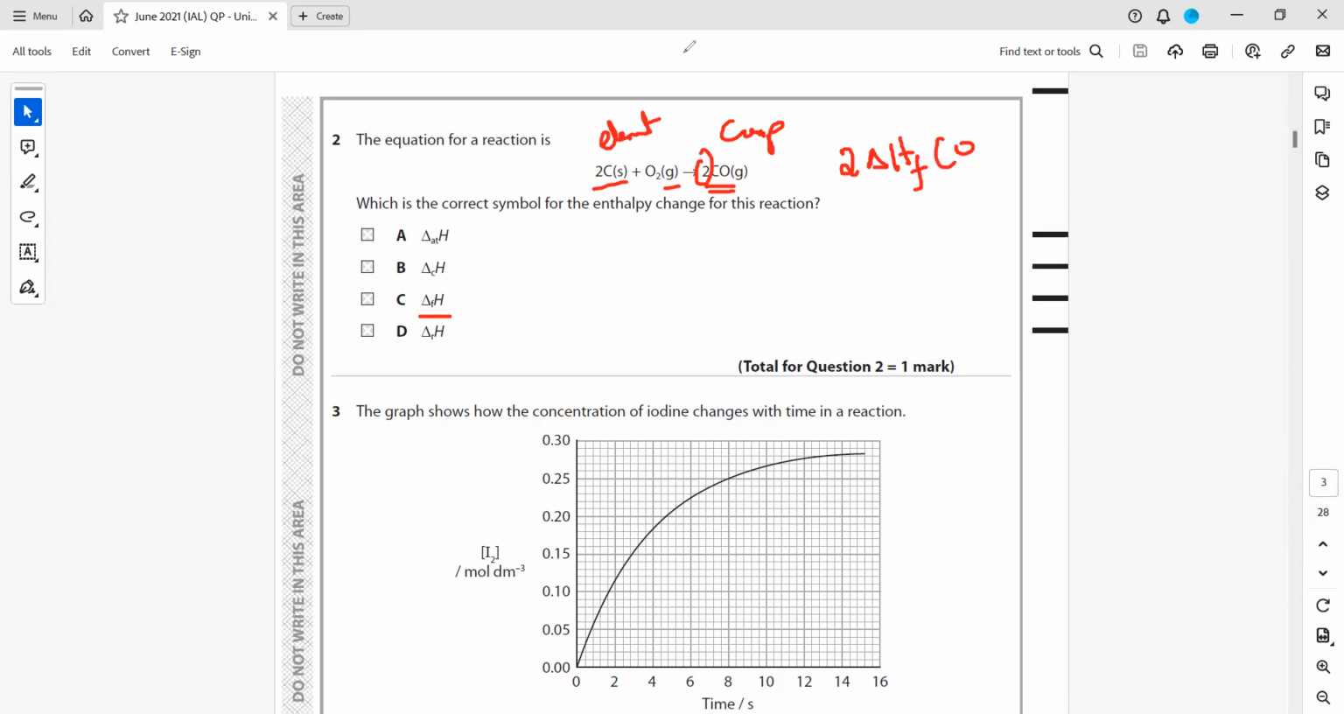So if none of this applies, then simplify. If you are not able to categorize the reaction, we can simply say this enthalpy change is the enthalpy change of reaction. That's why D is the right answer. So if you are not able to categorize the enthalpy change, we call that an enthalpy change of a reaction.